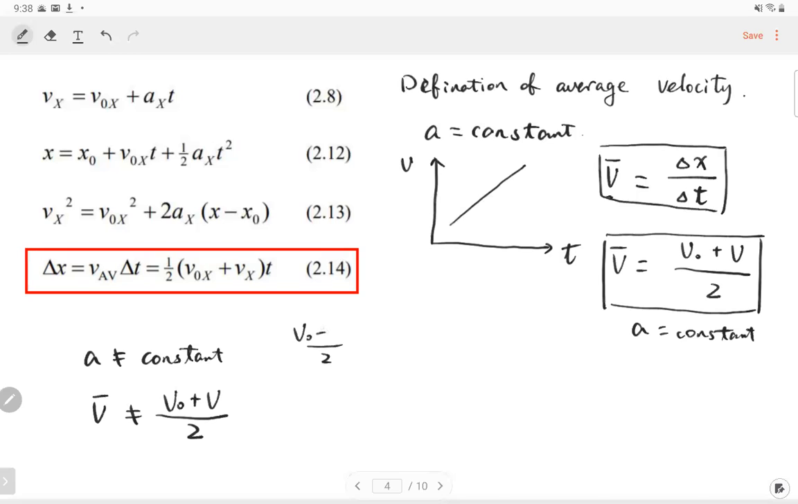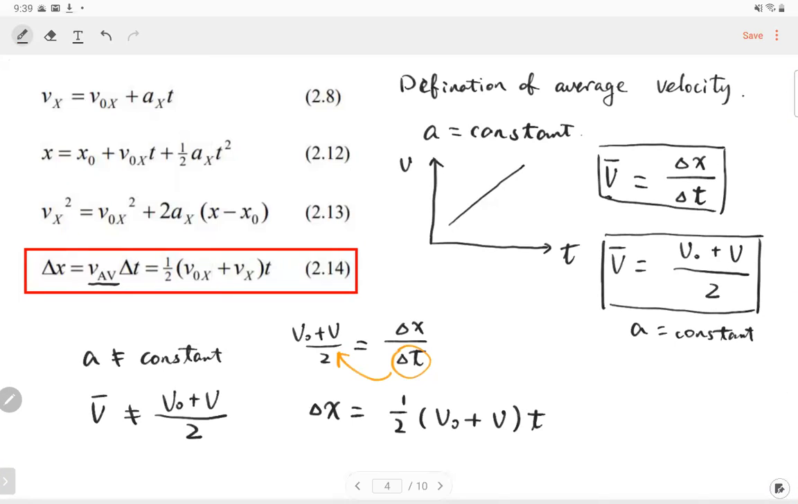Okay, and if we have a constant acceleration, then we have the average velocity equal to the total displacement over duration. Then let's move t from the right side to the left side. Then we have the displacement equal to v average times delta t, which is 1/2 (v0 plus v) times t. So this is how we get the last equation.